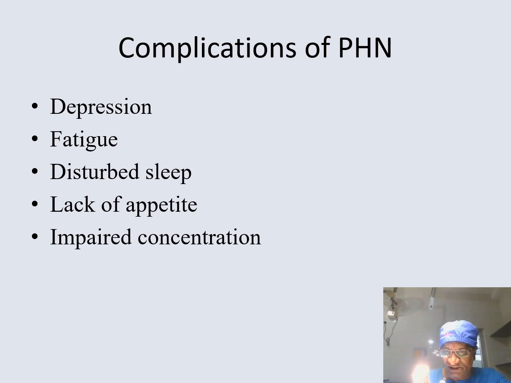Now we know herpes zoster is followed by PHN, followed by pain, neuropathic pain, which slowly wanes off by 2 to 3 years. Yes, but it is severe, debilitating, with societal problems, psychosocial problems, so many things. Depression, fatigue, disturbed sleep, lack of appetite, impaired concentration. All these things put your diabetes at risk. That is very important. Depression, fatigue, disturbed sleep, all these things put diabetes into uncontrolled state because these patients are most often diabetic. So that is why we need to treat PHN effectively and aggressively to control diabetes also.